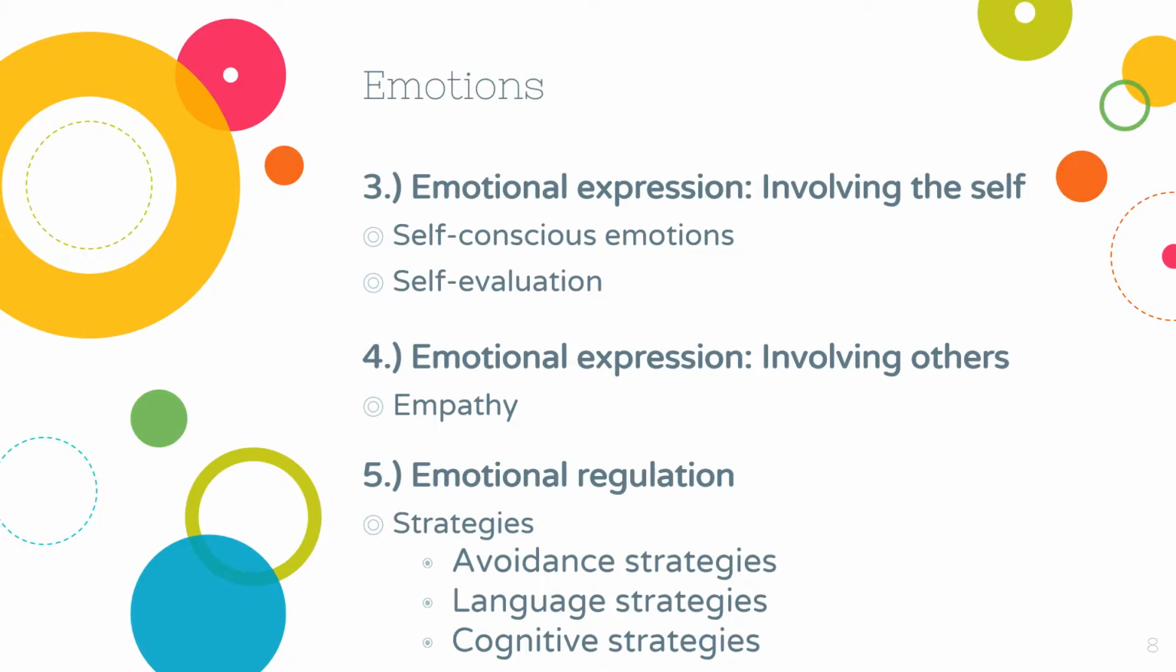Moving on to emotional expression involving others. Another complex emotion that often emerges during early childhood is empathy. As mentioned earlier, empathy refers to a person's understanding of another's situation and feelings. The development of empathy is related to a child's developing self-awareness, language, and cognitive skills.